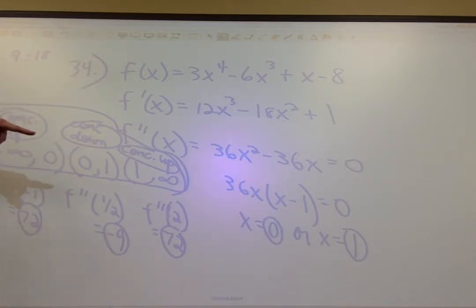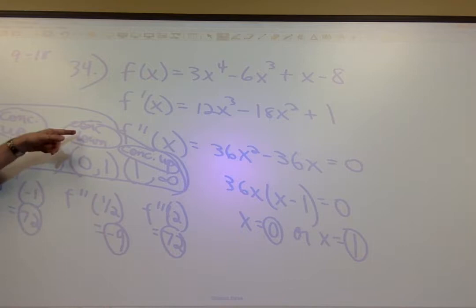Find your possible inflection points and split your x-axis into those intervals and test. If you get a positive result from your second derivative, concave up. If you get a negative result, concave down. And then if you're not sure, if you don't trust yourself, graph it and verify it. Okay? Would you like to try 42? See what that looks like.